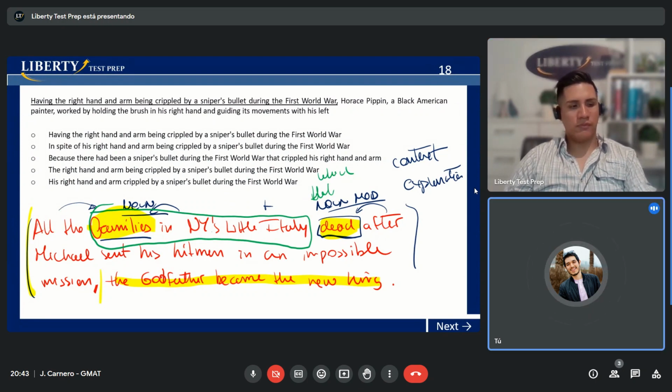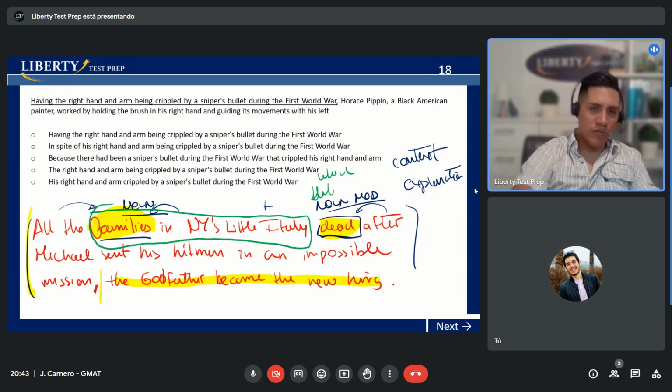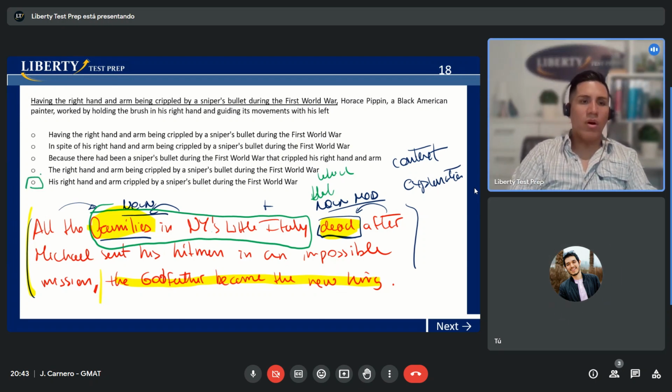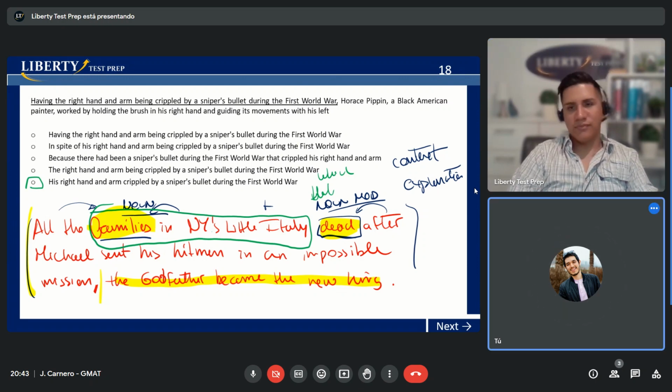So, I think right now I am very sure. I was going to say letter E, and I think it could be letter E. I think letter E is an absolute phrase. Yes. Now, why are the other ones wrong though? Okay, having the right hand. But I used that method.